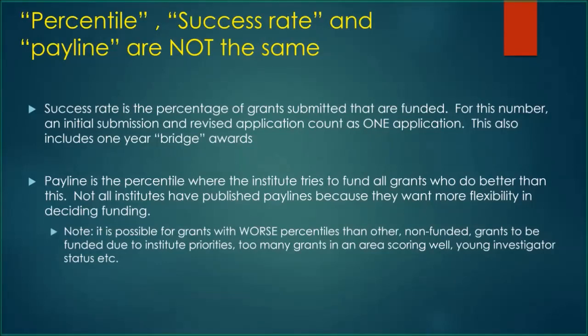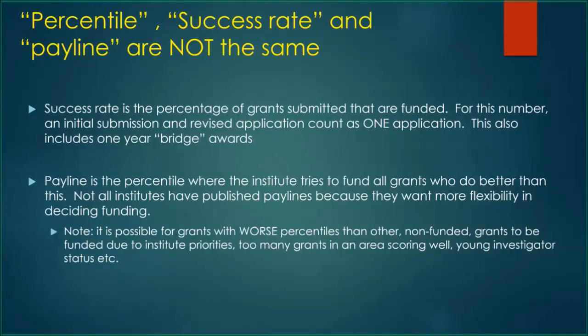For instance, the National Institute of Arthritis and Musculoskeletal and Skin Diseases has a published pay line. I believe the National Institute on Aging has a published pay line. However, for instance, the National Eye Institute does not. And the reason that they don't is that they want more flexibility in deciding funding. They do have a best case scenario pay line in their head at the program office, but it's not on the website, and they will sometimes not fund grants that are within that historical pay line.